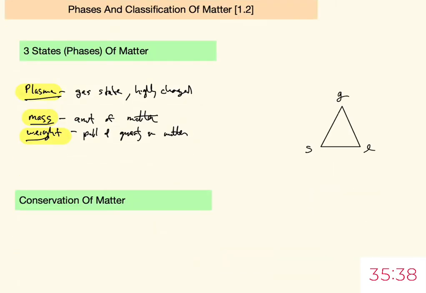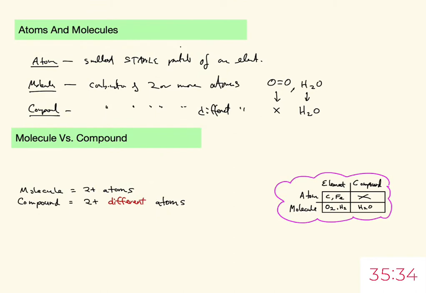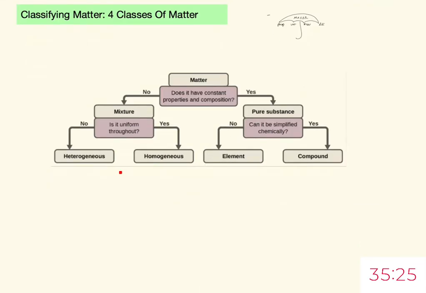Okay, so let's see, 3 phases of matter, easy enough. Solid, liquid, gas. Atoms and molecules, a little bit tricky. Just make sure you know, and you should, the difference between a molecule and a compound. They're similar but different. 4 classes of matter, what are they? Elements. Elements go together to make compounds, and you can mix compounds to make what?